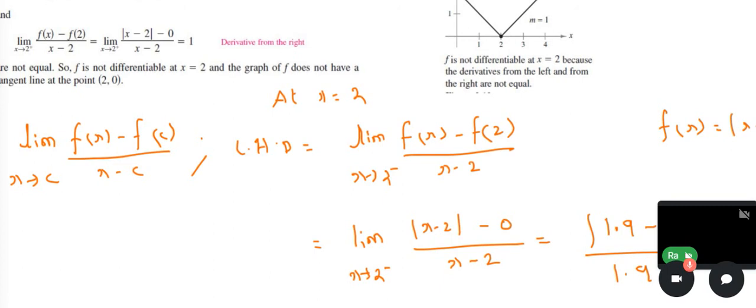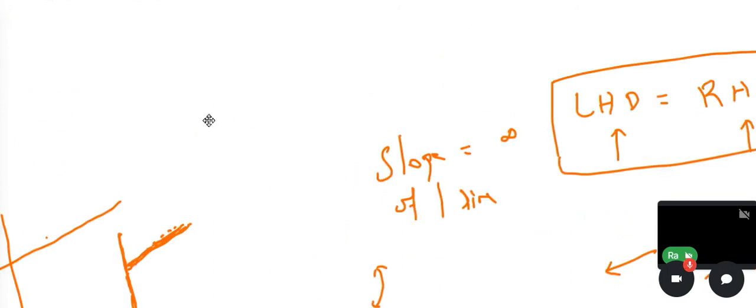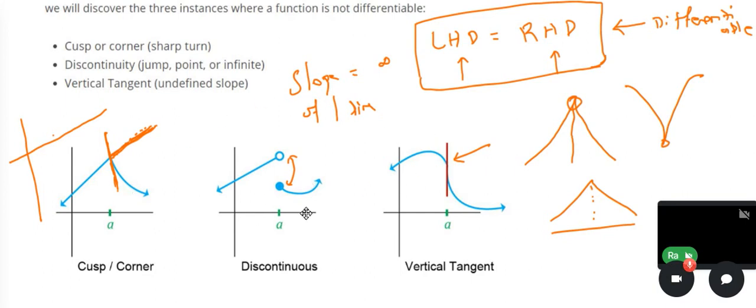But if you have to quickly answer graphically, you could make use of these three graphs, as we have already learned: sharp turns, discontinuous, and vertical tangent. If it is a short question, yes.